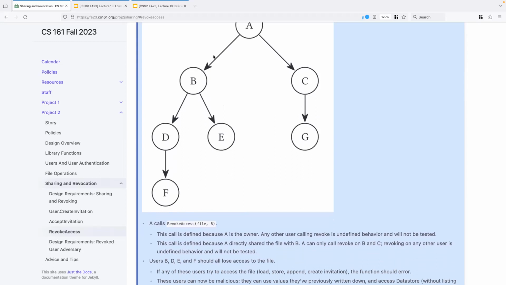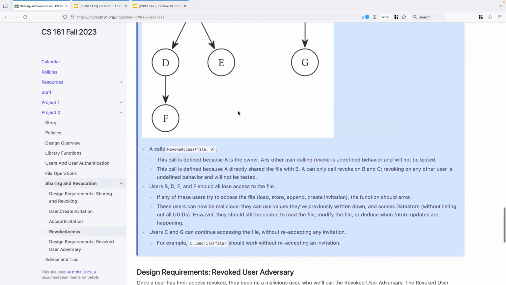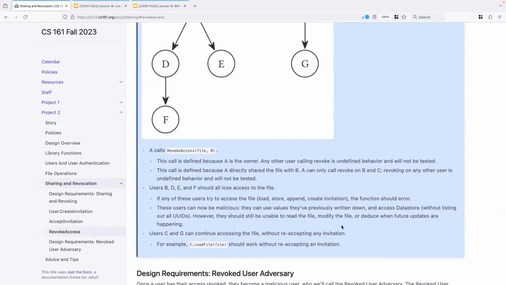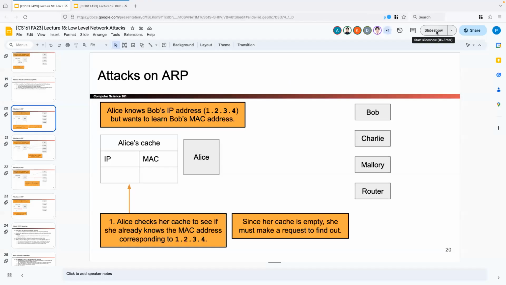Okay, I've said it like 5 different times. So if you watch this lecture, I think you got it. This example even writes out exactly what I just said. Okay, so everyone good with that? We're not going to mess this up this semester, I hope. Okay, fingers crossed. Anything else you want to know about project 2, revoke access before we get started?